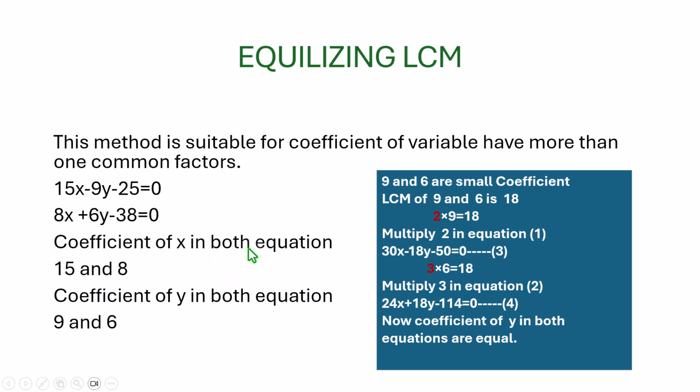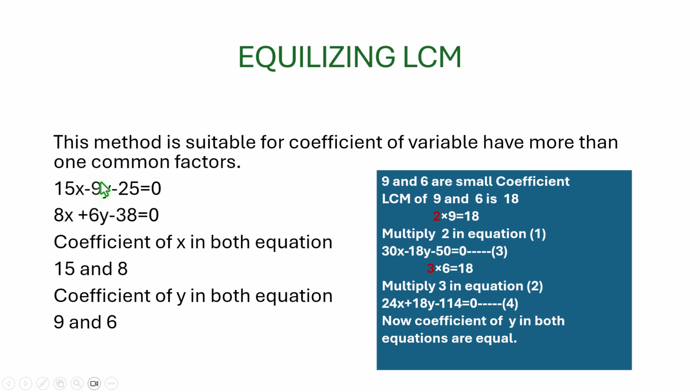The coefficients of x in both equations are 15 and 8. The coefficients of y in both equations are 9 and 6. 9 and 6 are simple numbers, so the LCM of 9 and 6 is 18. Now both coefficients change into 18. Multiply 2 into 9, get 18. Multiply 3 into 6, get 18.